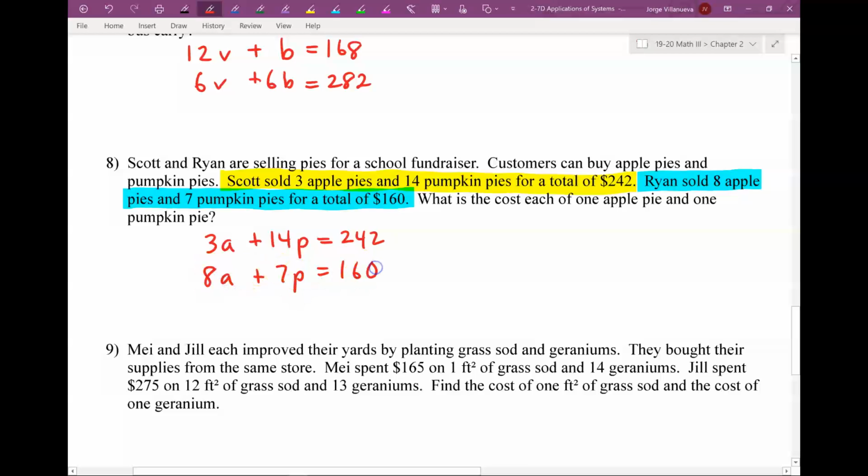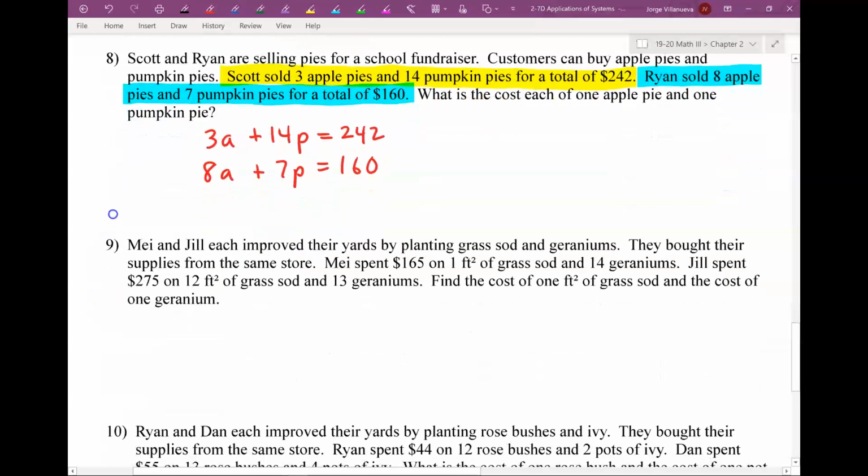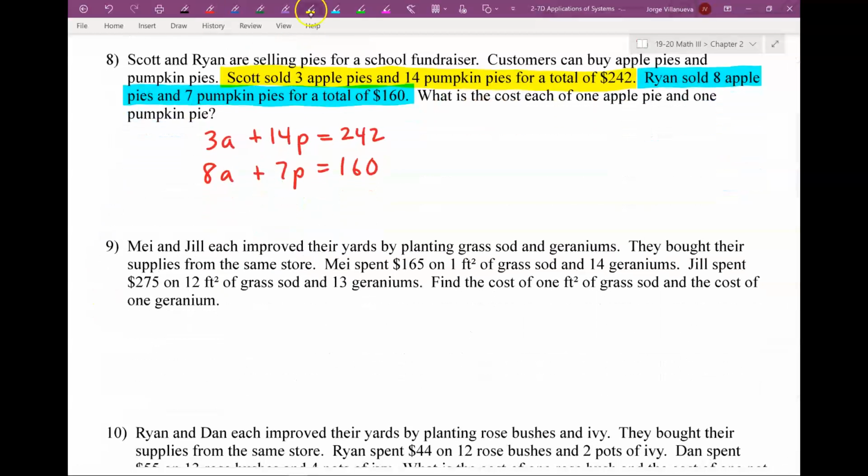All right, so there we go. Done. Solve. Okay? Who cares about what they're selling? A and P, apple pie, pumpkin pie, you solve for one, you solve for the other, you solve for what they want. Okay? So again, don't let the word problem scare you. They're all done the same way.